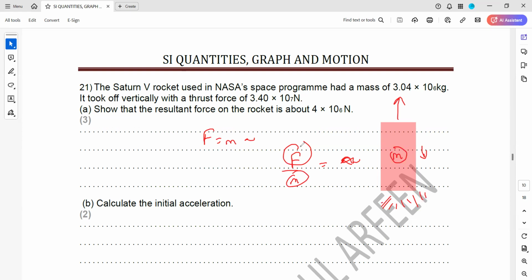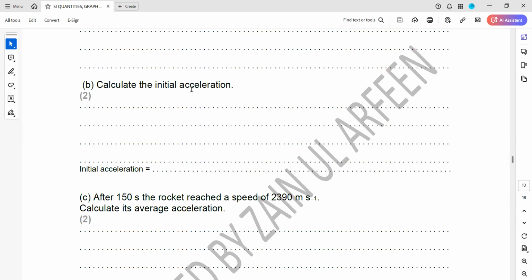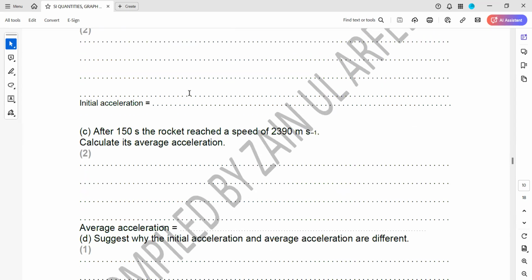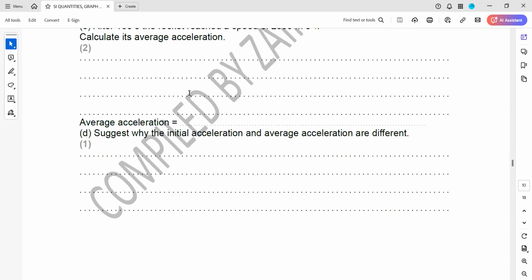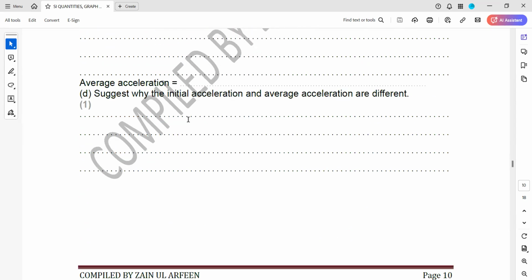So initially it will have a greater mass, so lower acceleration. But as it burns the fuel, the mass of the rocket will decrease, the overall net mass. As a result, the acceleration will increase. So the reason why the initial acceleration is different from the average acceleration is that the mass of the rocket is not constant, it is continuously changing as it burns the fuel, which leads to a different value for acceleration.